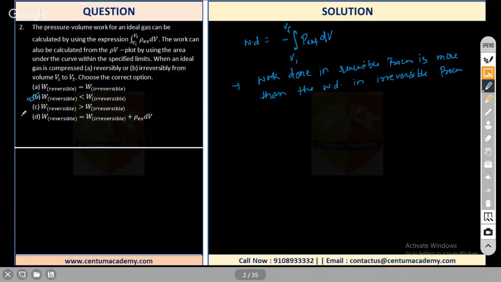Correct. The only thing is that we are talking about the magnitude, not the work done, because of the expression they have given. They can give you simply work done also, but they have given the expression here. This is not work done. Work done is the negative of this, right? So if work done in irreversible process is more, its magnitude is less, since the negative sign is there. Is it clear?